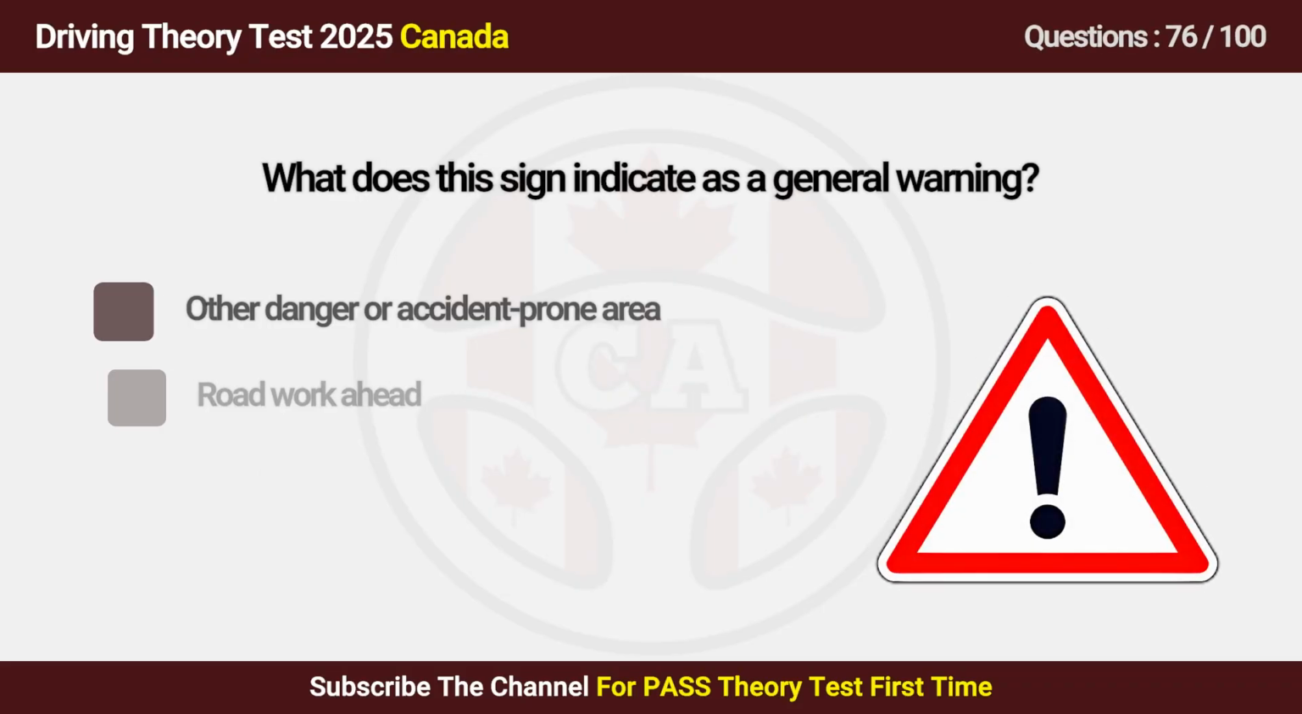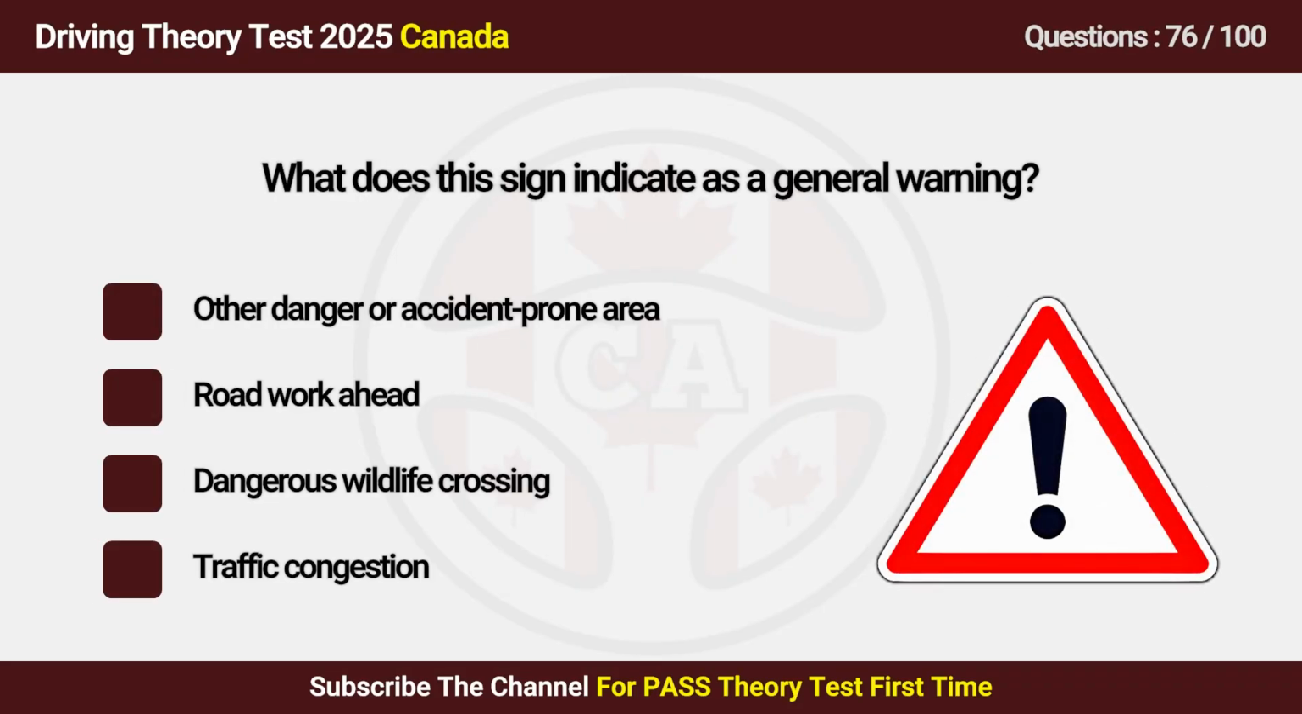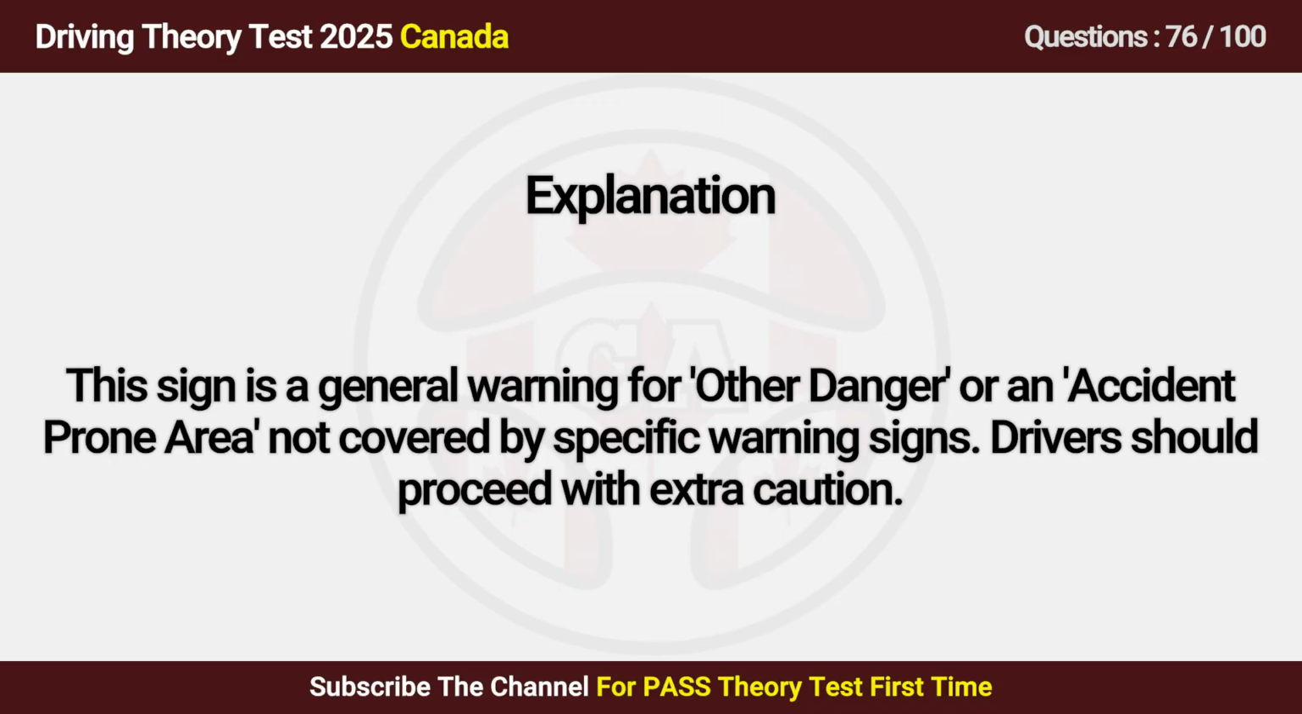Question 76. What does this sign indicate as a general warning? A. Other danger or accident-prone area. B. Roadwork ahead. C. Dangerous wildlife crossing. D. Traffic congestion. Answer is A. Other danger or accident-prone area. This sign is a general warning for other danger or an accident-prone area not covered by specific warning signs. Drivers should proceed with extra caution.